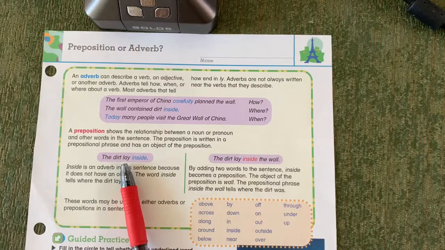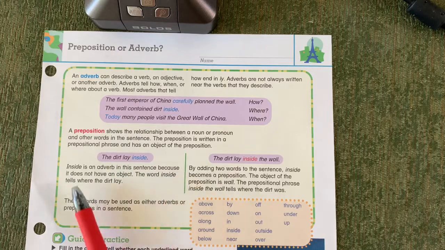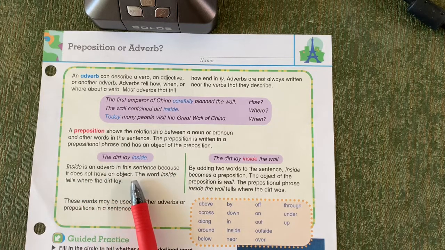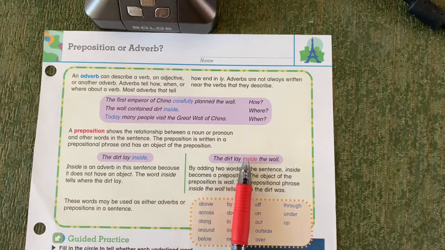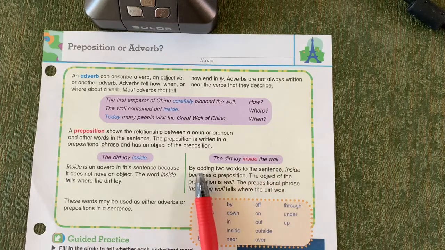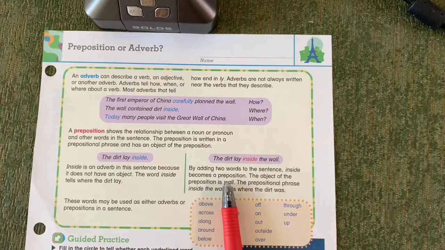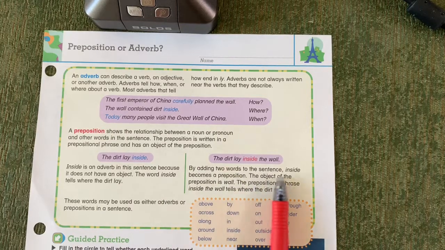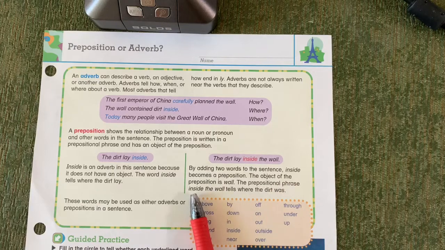The dirt lay inside. Inside is an adverb in this sentence because it does not have an object. The word inside tells where the dirt lay. The dirt lay inside the wall. By adding two words to the sentence, inside becomes a preposition. The object of the preposition is wall. The prepositional phrase inside the wall tells where the dirt was.